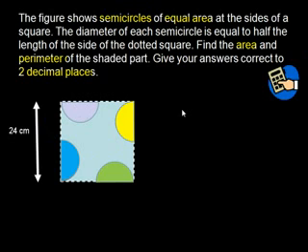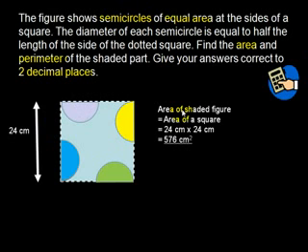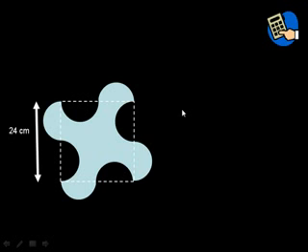So in other words, the area of the shaded part is simply the area of the square, which is length times breadth, 24 cm times 24 centimeters. 576 square centimeters will be the answer. Next, I'm supposed to find the perimeter of the shaded part.